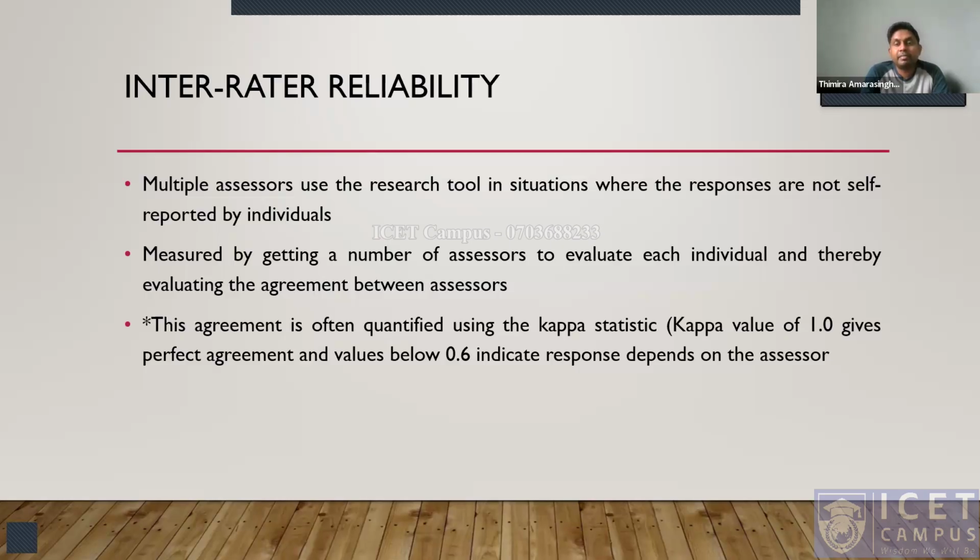if we get a higher value, so the values go from 0 to 1, if we get a higher value, it is a perfect reliability. If it is a lower one, we tell it is a poor reliability. So these are the methods to measure the reliability of a tool.